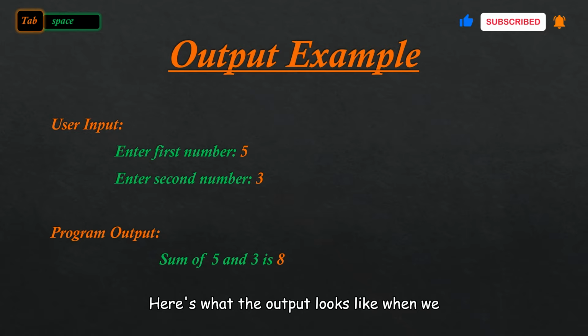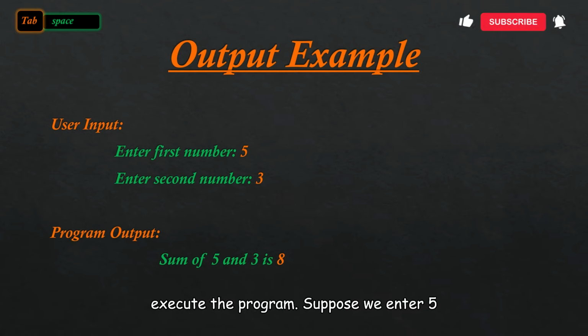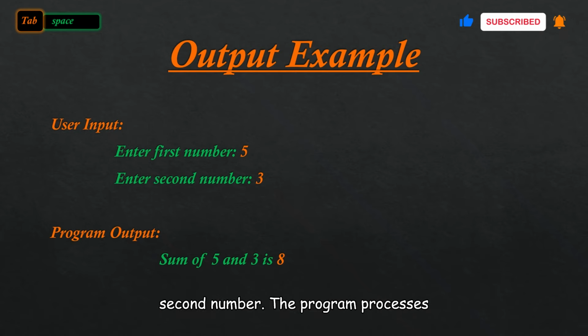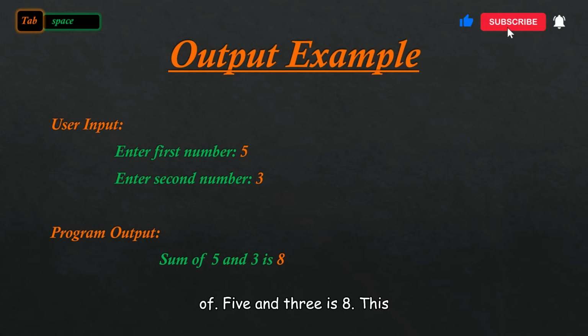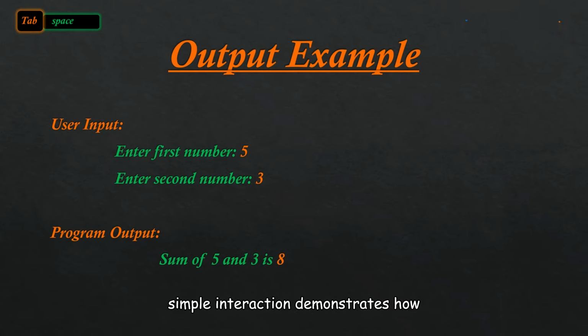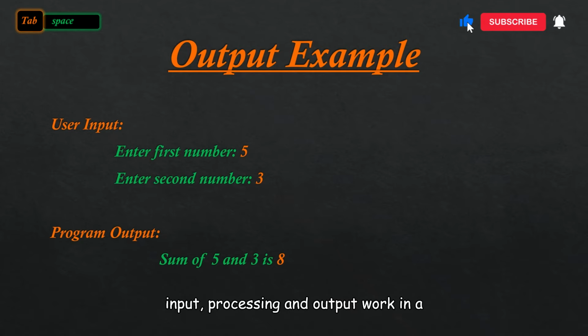Here's what the output looks like when we execute the program. Suppose we enter 5 as the first number and 3 as the second number. The program processes these inputs and outputs the message: sum of 5 and 3 is 8. This simple interaction demonstrates how input, processing, and output work in a program.